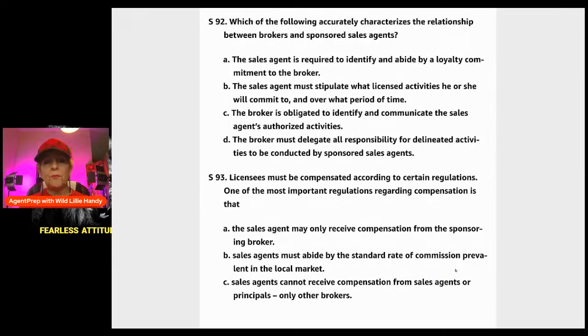So 92. Which of the following accurately characterizes the relationship between brokers and sponsored sales agents? A, the sales agent is required to identify and abide by a loyalty commitment to the broker. Okay, keywords, all right. Characterizes the relationship between broker and sponsored agent. B, the sales agent must stipulate what license activities he or she will commit to and over what period of time. C, the broker is obligated to identify and communicate the sales agent's authorized activities. Or D, the broker must delegate all responsibilities for delineated activities to be conducted by sponsored sales agents.